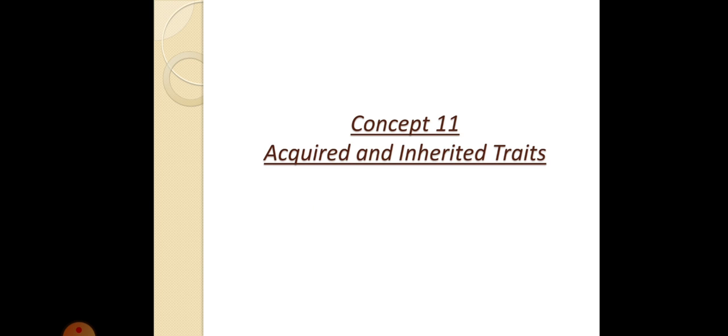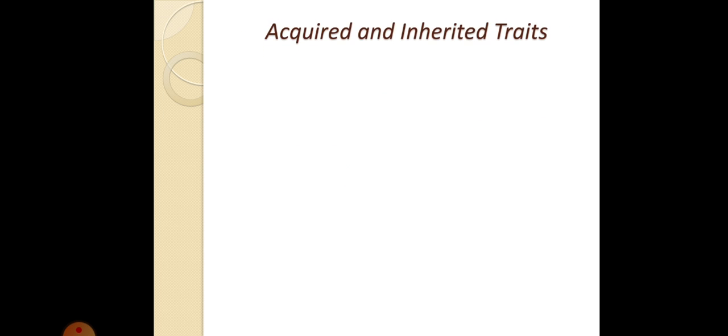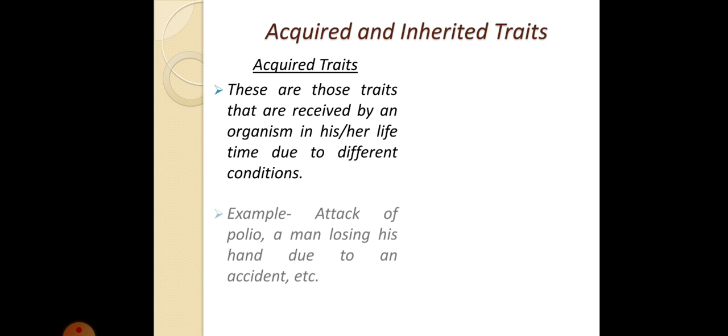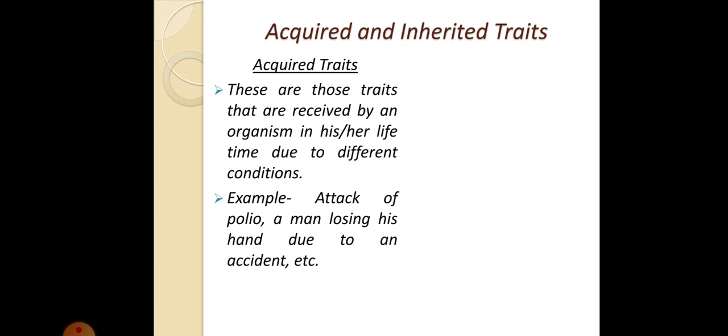Now, our next concept is acquired and inherited traits. So what are acquired and inherited traits? Let us start with acquired traits. These are those traits that are received by an organism in his or her lifetime due to different conditions. Due to various reasons we acquire certain traits, and those traits are called acquired traits. For example, an attack of polio, or a man losing his hand due to an accident. Suppose in an accident someone loses his hand, so these are acquired traits.